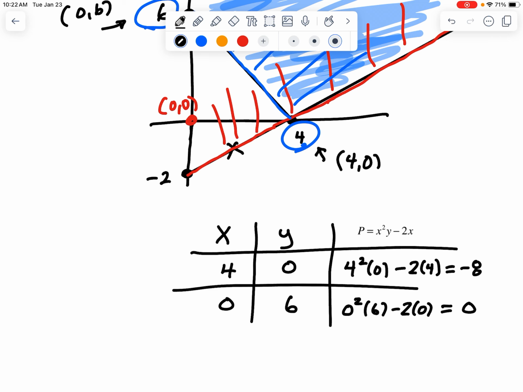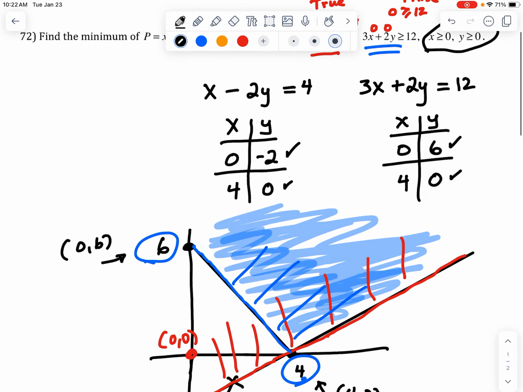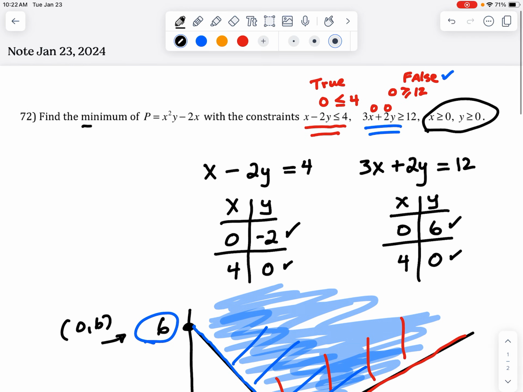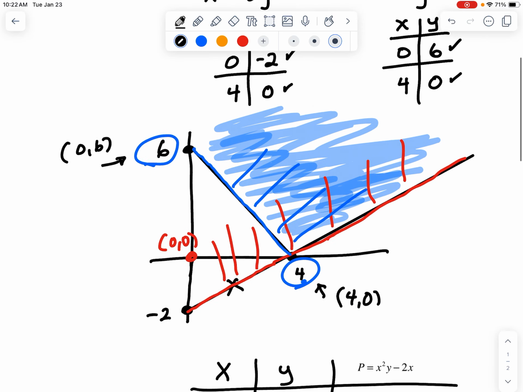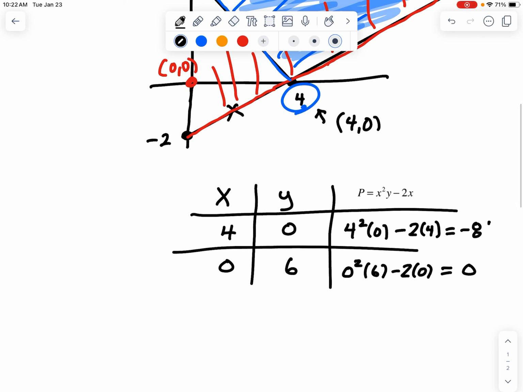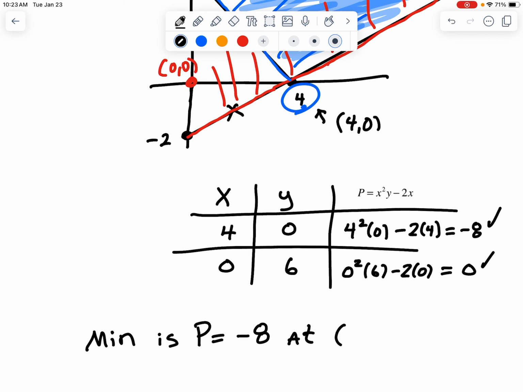And finally, what did I ask for, the minimum or the maximum? So I asked for the minimum or the smallest value. So the smallest out of a -8 and a 0 is actually the -8. So the minimum is p equals -8 at the point where x equals 4 and y equals 0.